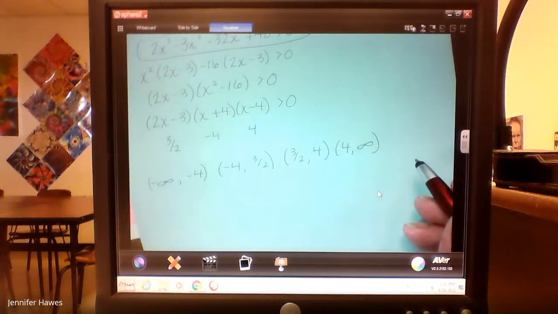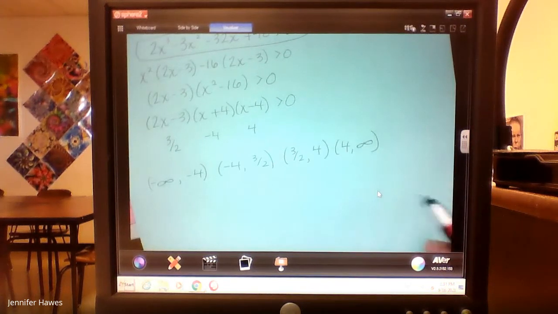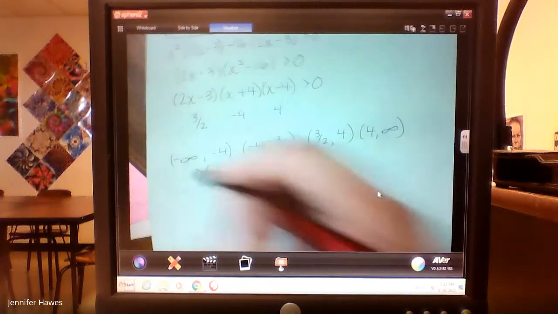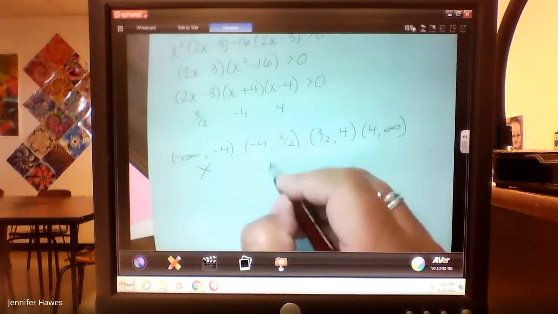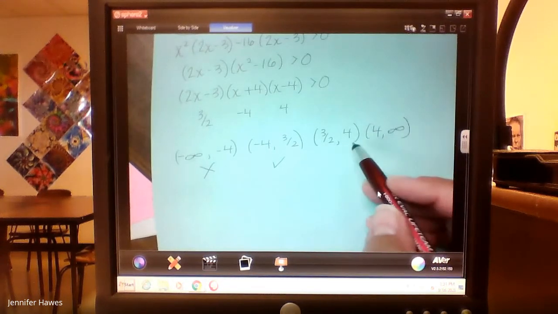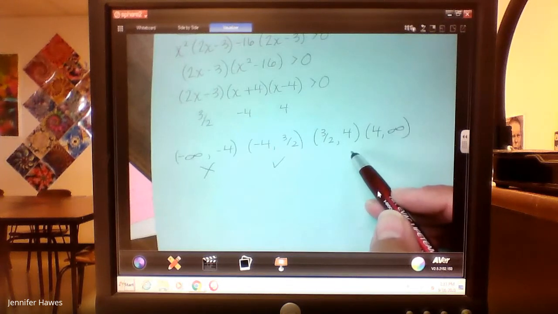For the first one, the negative infinity, -4. Yep. I got no. X it out. Okay. Good. The next one, I got yes. Woohoo. The next one, I got yes. What did I do wrong? I just plugged in one. It's a no, because 3/2 is bigger than 1.